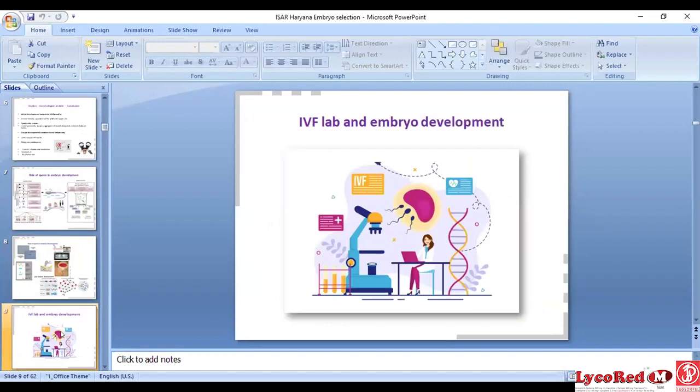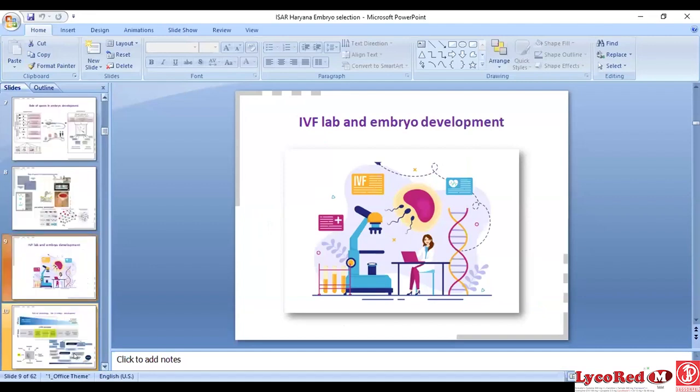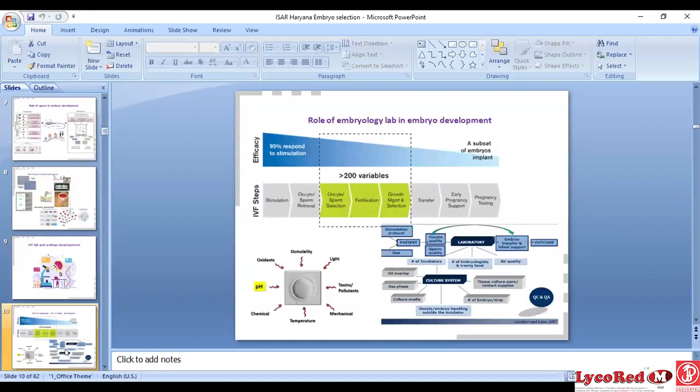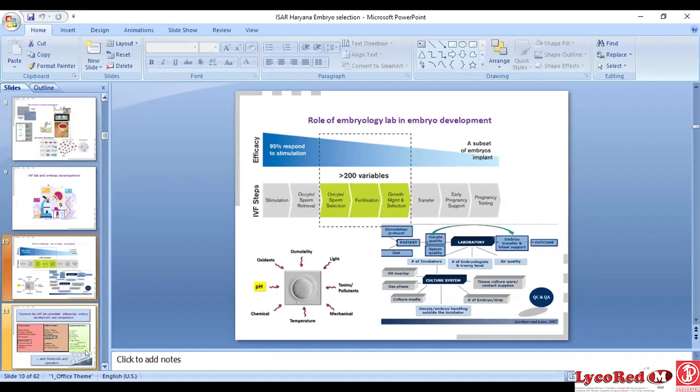But what about the lab? Now we have seen the quality of the gamete. Now we have to look at embryo development and what role the lab plays. It is stated, and there is evidence, that more than 200 parameters have to be controlled in the lab to have good quality embryos. Out of that, a few are pH, osmolarity, the gas stage, the light, and the instruments, which all play a role and need to be controlled. That is the reason the total quality management system is very, very important in an IVF lab.